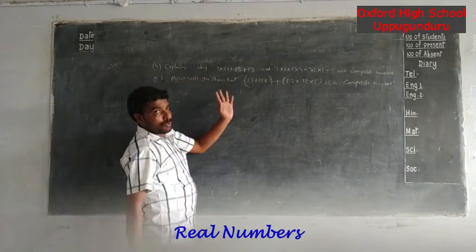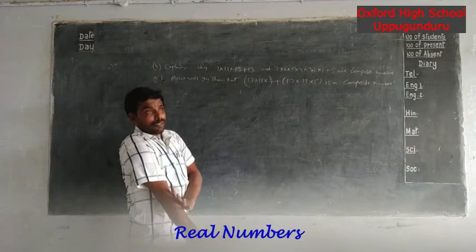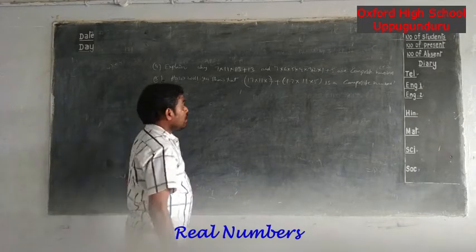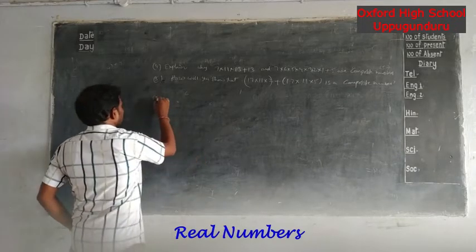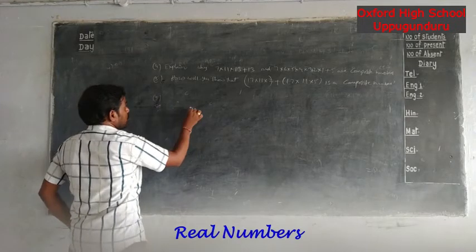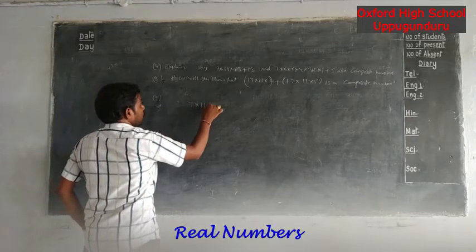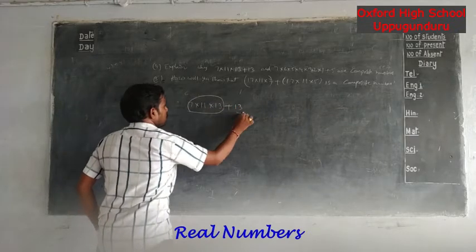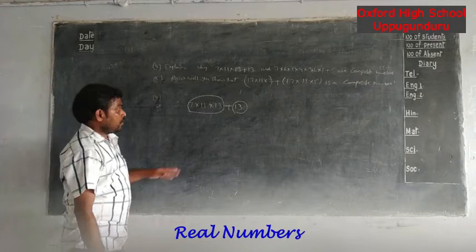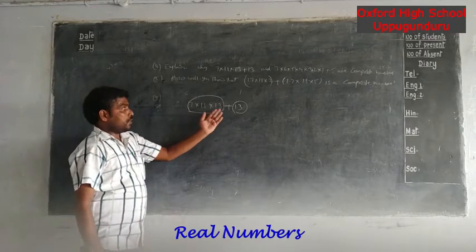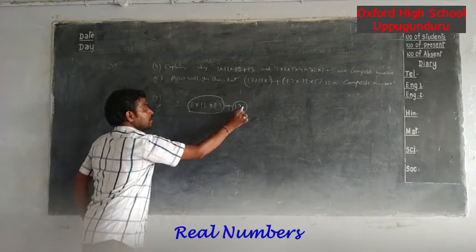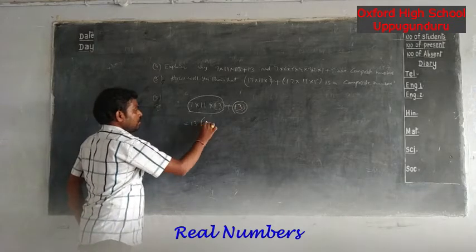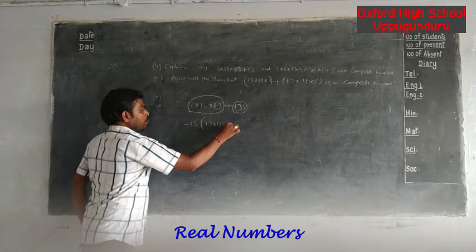Already I told about composite numbers. What is a composite number? A number having 3 or more factors is called a composite number. So when we consider the fourth problem, what is the first one? 7 into 11 into 13 plus 13. So this is one term, this is another term. When you observe these two terms, 13 is common. If you take 13 common, 13 into 7 into 11 plus 1.